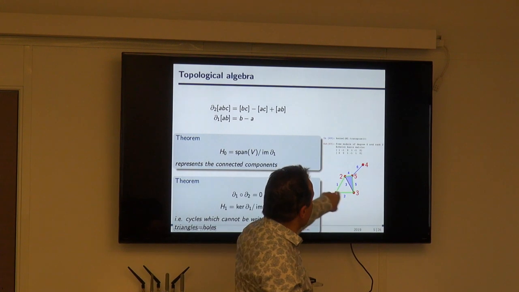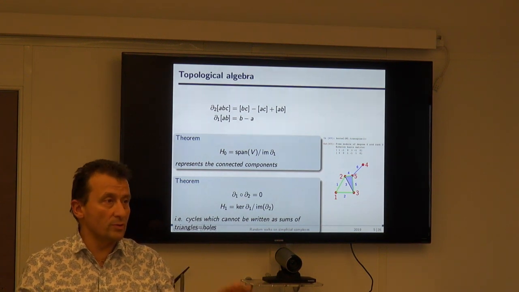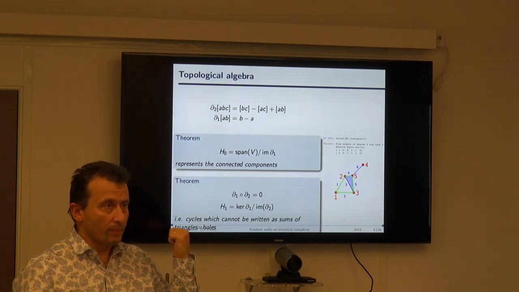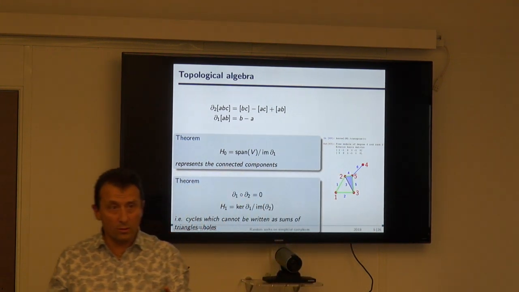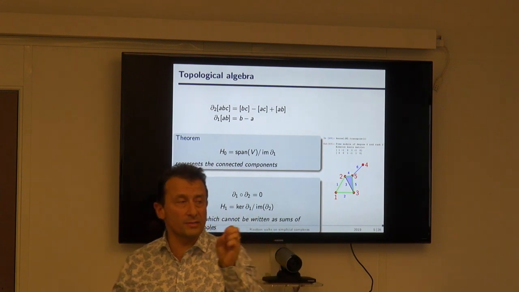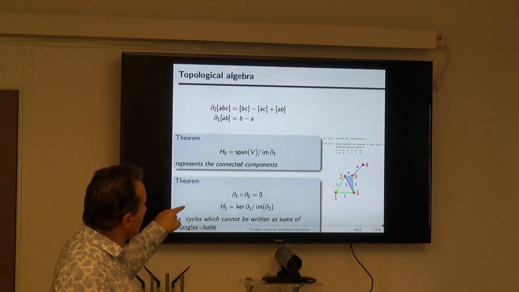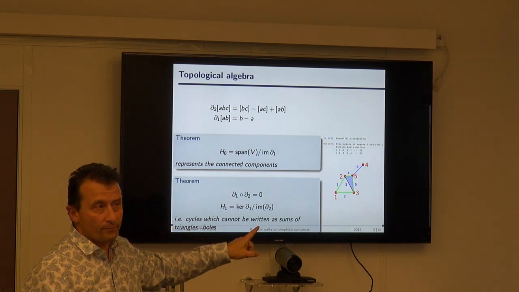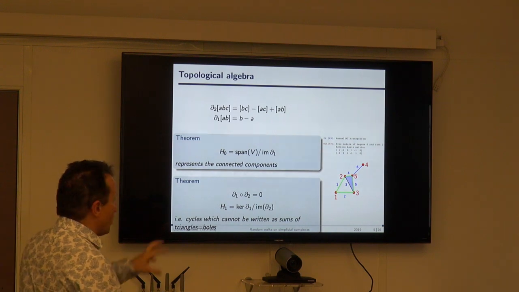So 1, 2, 3 is not a triangle, since it's not in my list of triangles, but it's a cycle. So it creates one equivalence class. You see that 1, 2, 5, 3, 1, yes, it's a cycle, and it is 1, 2, 3 plus a triangle. But a triangle is identified to 0 in H1. So 1, 2, 3 and 1, 2, 5, 3 are identified to the same thing in H1. So that means that the dimension of H1 is the number of coverage holes.